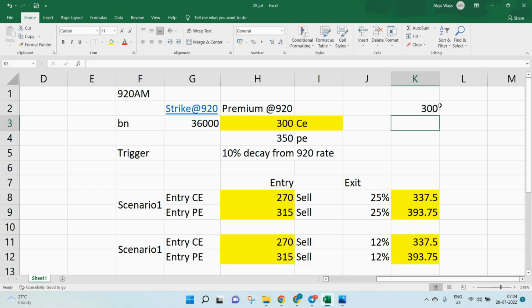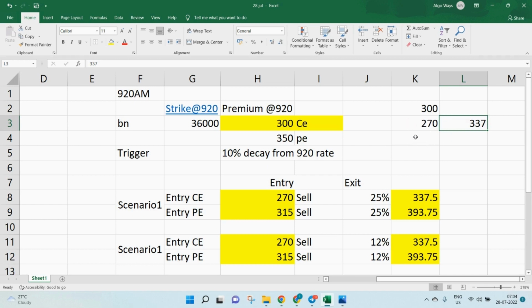Now our sell trigger rate is 270, and our stop loss for this 25% scenario is 337. So if at 270 the call option leg has got sold, and now if market goes up and it hits the stop loss at 337, it will exit the trade. But again, if market goes down to 270, it will again sell the leg, and this process will keep repeating.